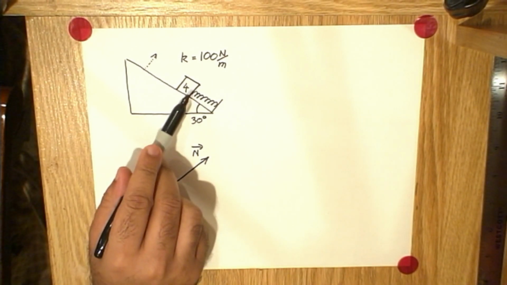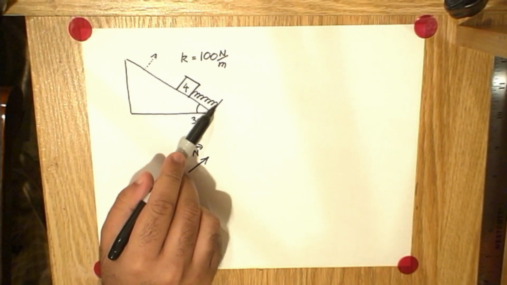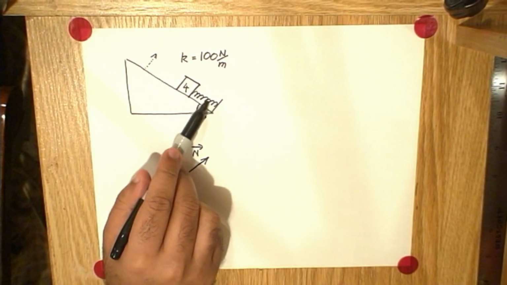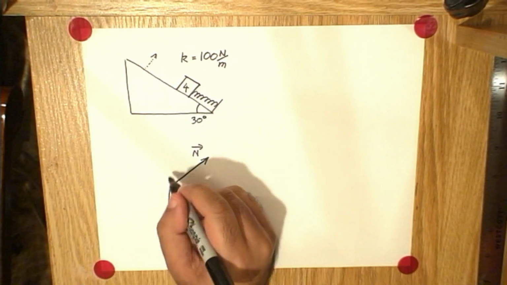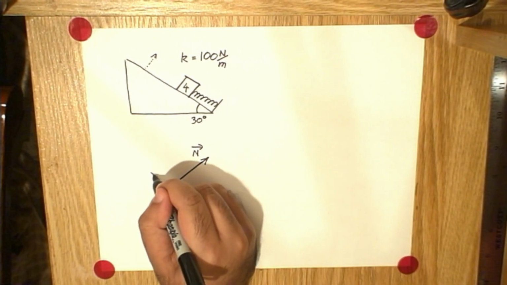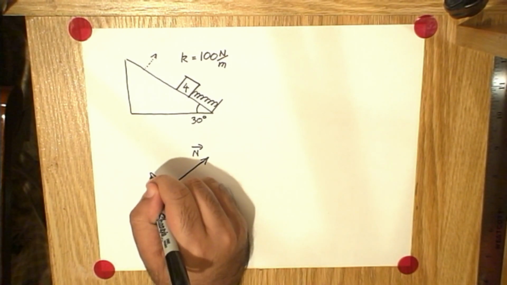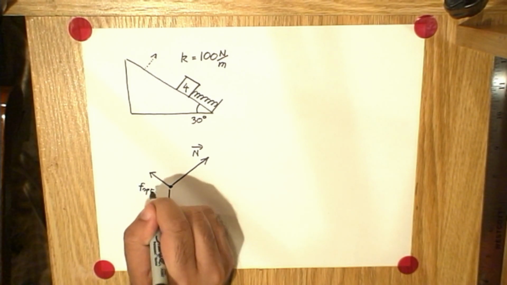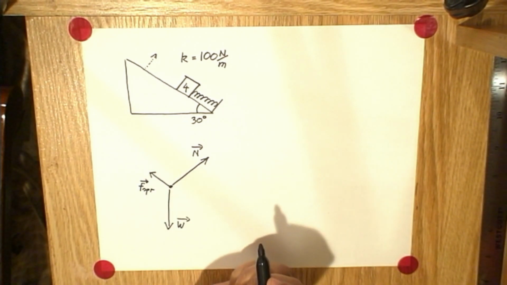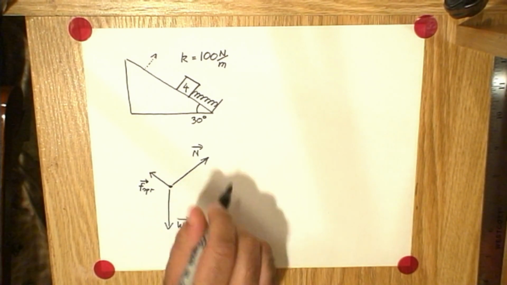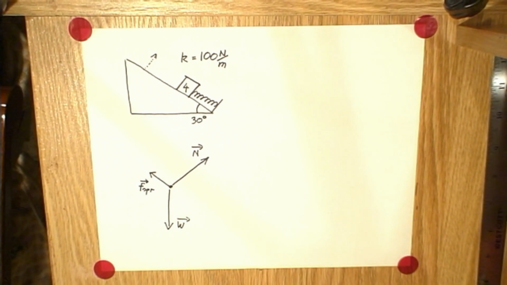And finally, this object is being supported by the spring. Since the spring is compressed in this configuration, the spring is going to push it up the ramp. So the spring force points like this. I'll call this FSPR so we don't confuse it with static friction. So this then is the free body diagram.